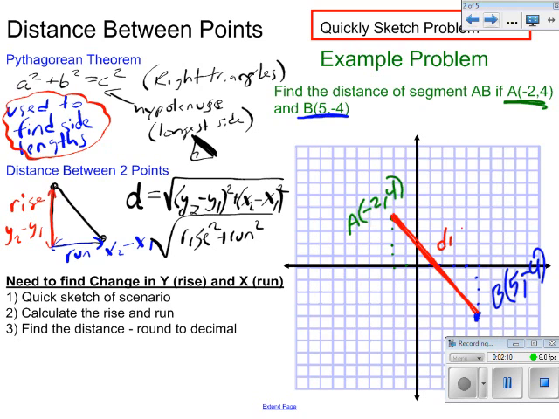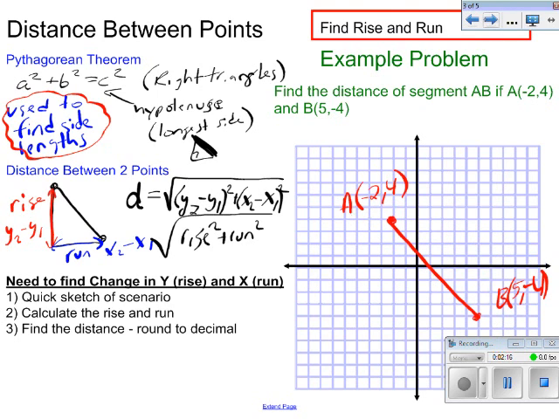Now, in order to find the distance, again, you want to draw a right triangle. So we're going to want to calculate the rise and the run. In this case, the run is left to right and the rise is up and down. So if we're going from -2 to +5, that's a total of 7 spots. In your head, go from -2 to 0 is 2, from 0 to 5 is 7. You do the same thing vertically from +4 to -4, that's a total of 8 spots.